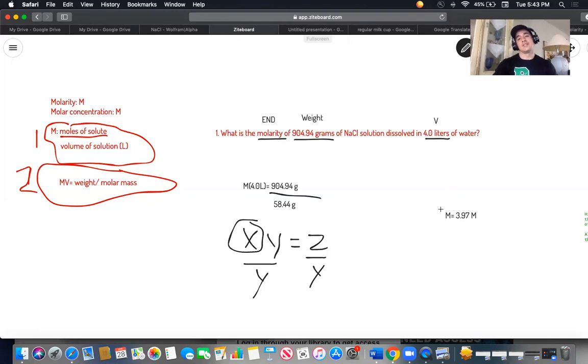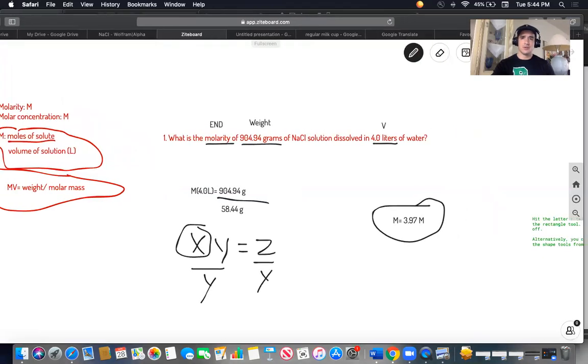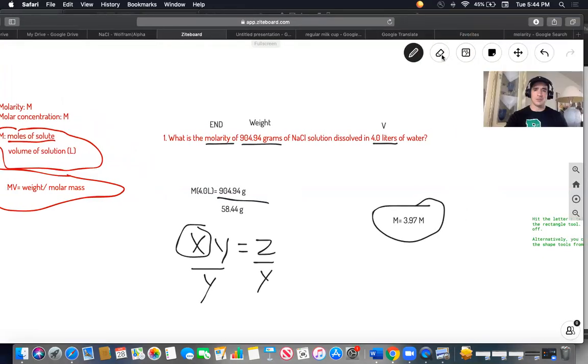So the molar concentration is 3.87 big M. All right, that's 3.87 molar. Okay, so that's my answer for that one. Remember, if you have any questions on Schoology, you can always message me.